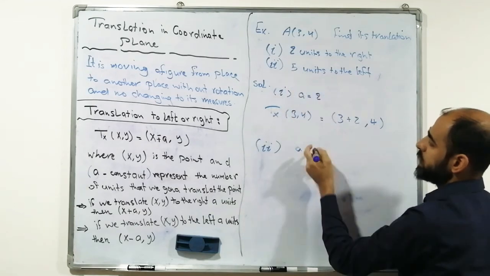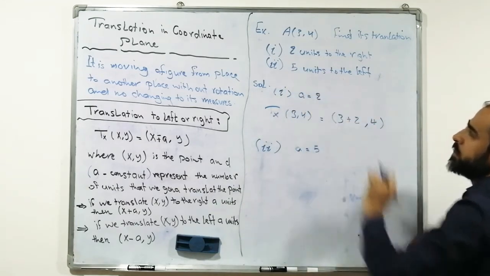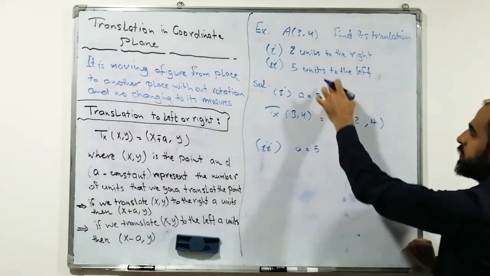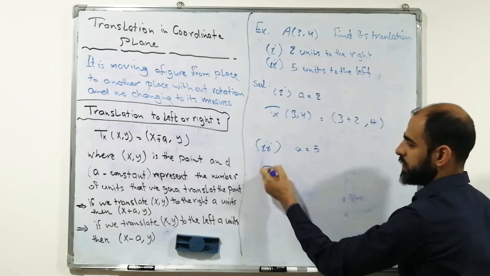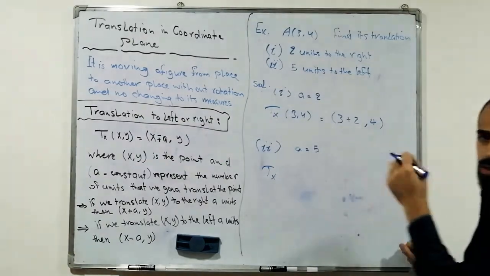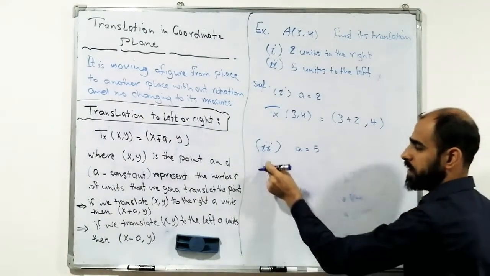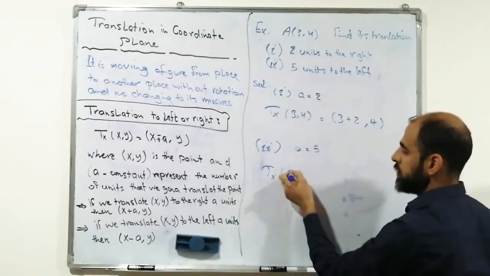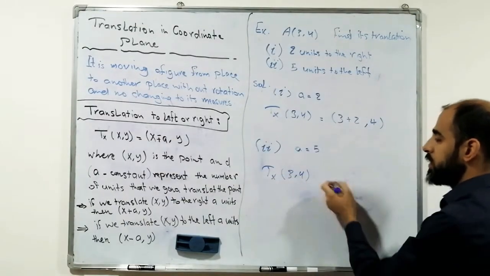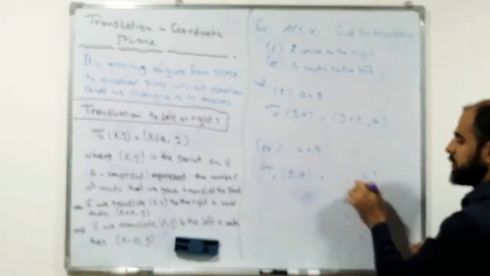The A here represents the number of units of translating the point. A equals 5. Then translating also sub x because to the right, t sub x, that means translate with x of the same point 3, 4. Since the translating is with x, then y is still as itself.